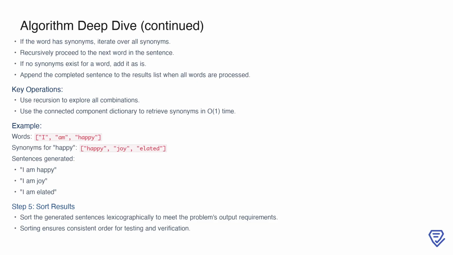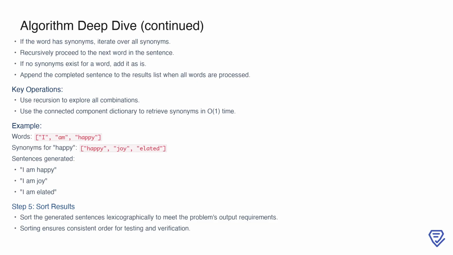If a word doesn't have synonyms, it is added to the sentence as is. Once all words in the sentence have been processed, we append the completed sentence to the results list. For example, given the words "I am happy" and the synonyms for happy: happy, joy, elated, the generated sentences would include "I am happy," "I am joy," and "I am elated."